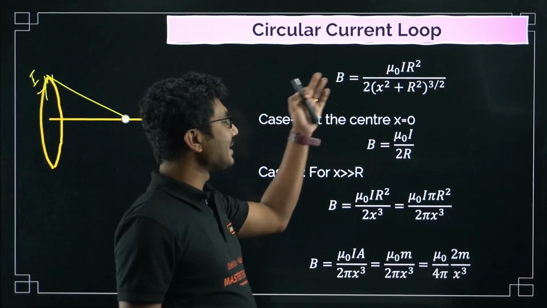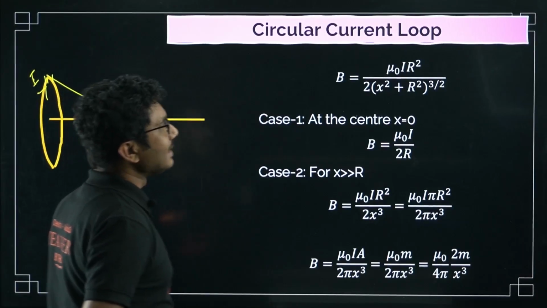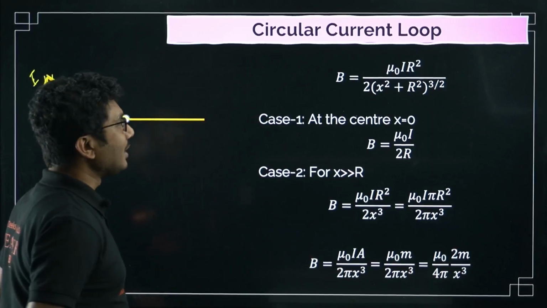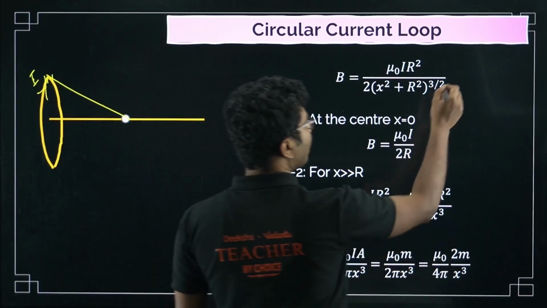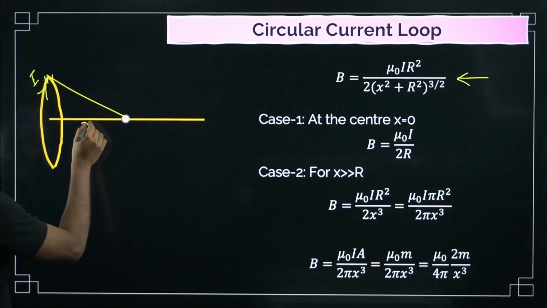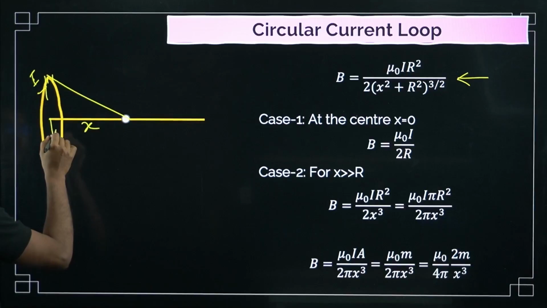So the magnetic field is basically given by mu naught I r square divided by 2 into (x square plus r square) to the power 3 by 2. That is the common expression for the magnetic field on the axis at a distance, say x, from the center. And the radius of the coil is r.